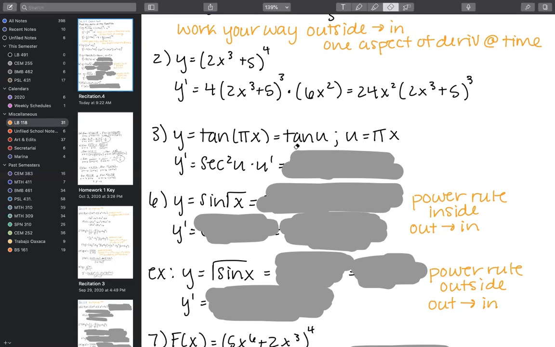And then when we take u prime and plug in for u, we get secant squared pi x, and then the derivative of pi x is pi, in the same way that the derivative of 2x would be 2. And then if you wanted to, you could pop that pi out in front. That's what we're typically used to seeing. But again, I would award full credit for this formatting of this problem.